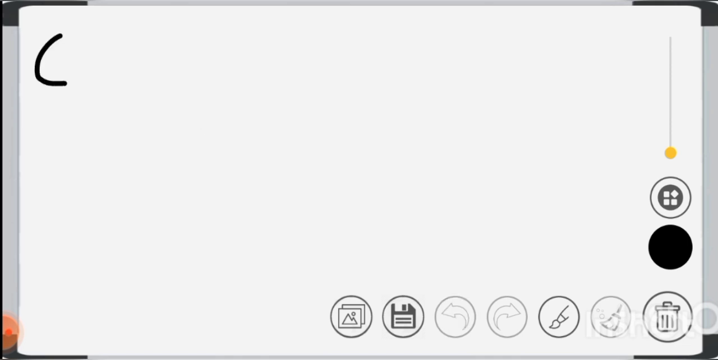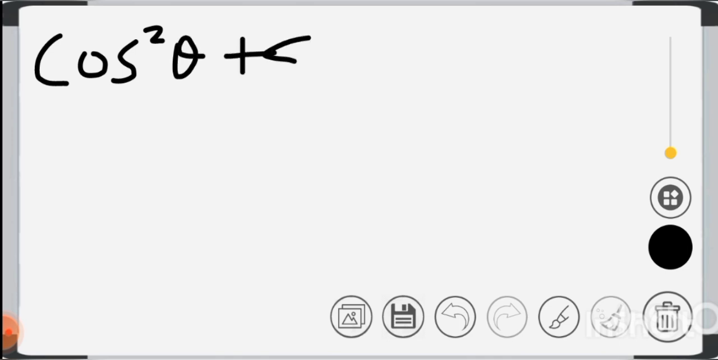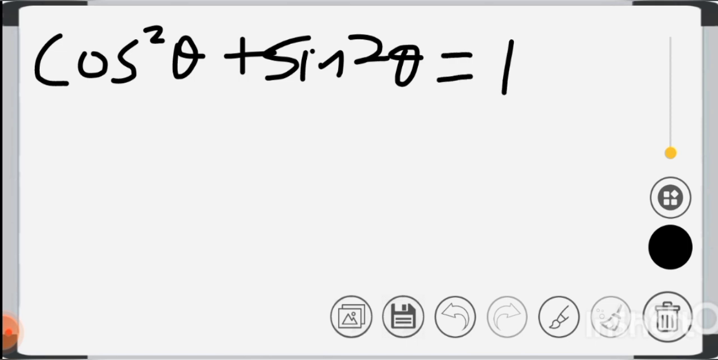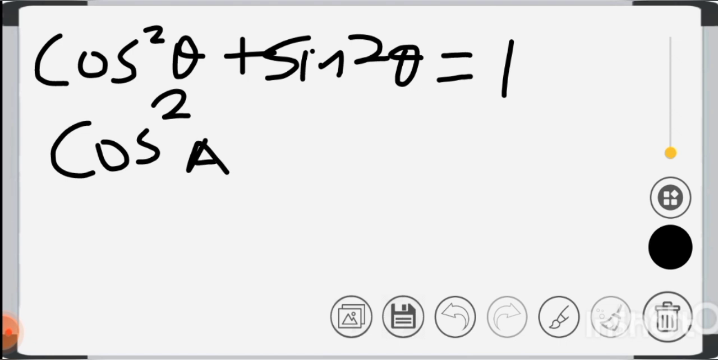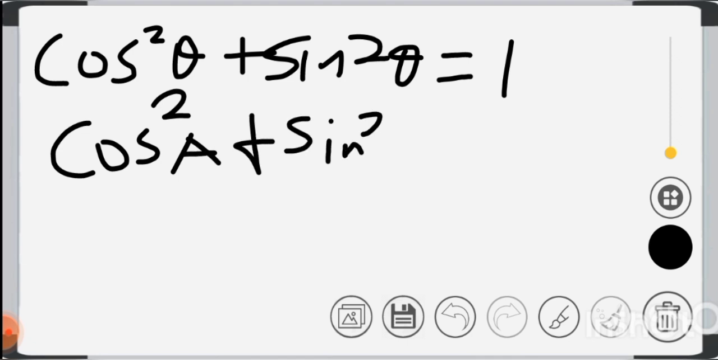Now, the number one identity I teach students in trigonometry is that if you have cos square theta plus sine square theta, the answer will be 1. Or if you have cos square a, where a is the angle, like theta, if you have cos square a plus sine square a, the answer will be 1. Both of them are squared and added, so the answer becomes 1. So take care of that.